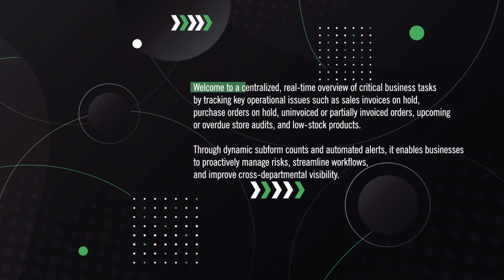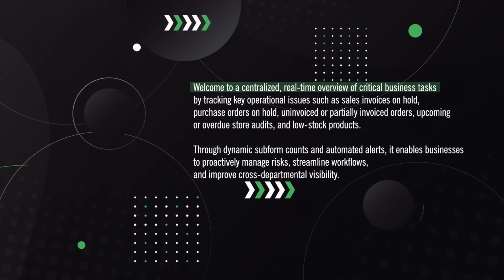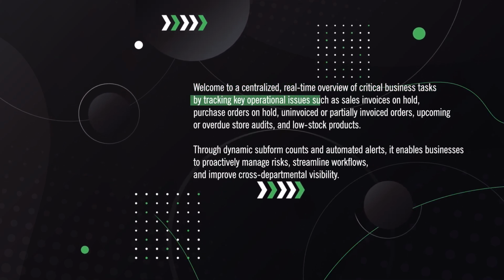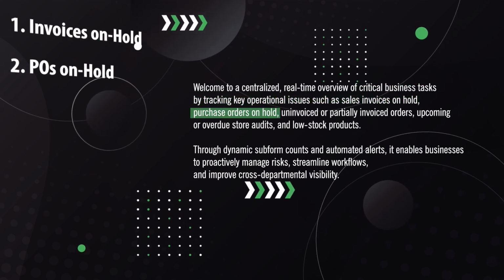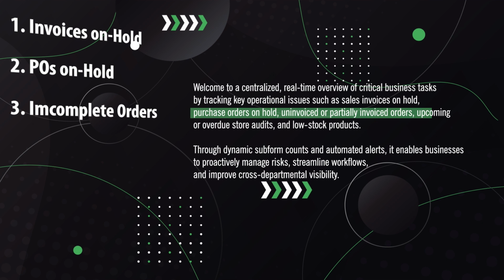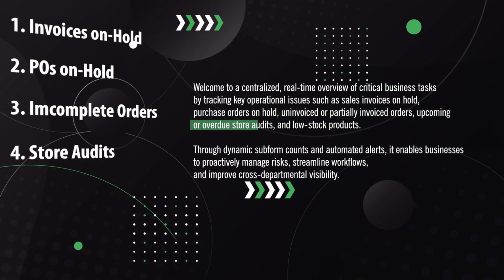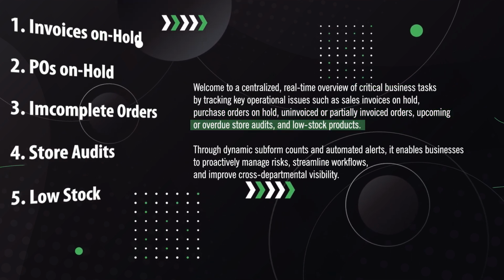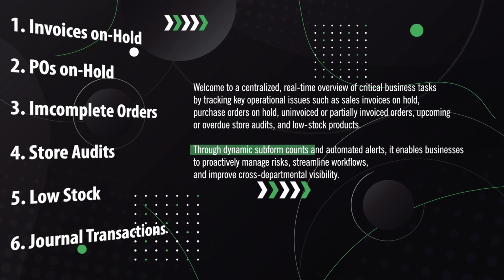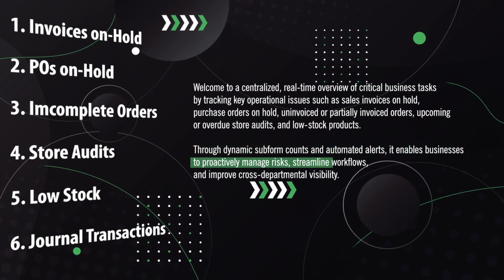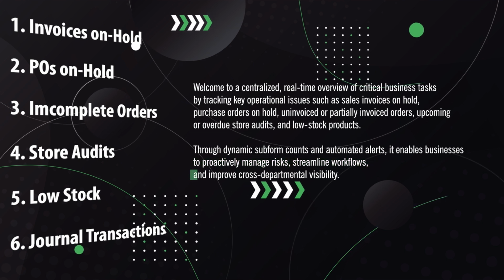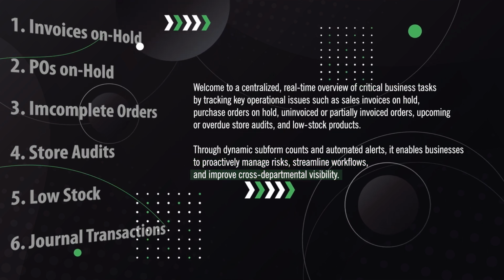Welcome to a centralized, real-time overview of critical business tasks by tracking key operational issues such as sales invoices on hold, purchase orders on hold, uninvoiced or partially invoiced orders, upcoming or overdue store audits, and low-stock products. Through dynamic subform counts and automated alerts, it enables businesses to proactively manage risks, streamline workflows, and improve cross-departmental visibility.